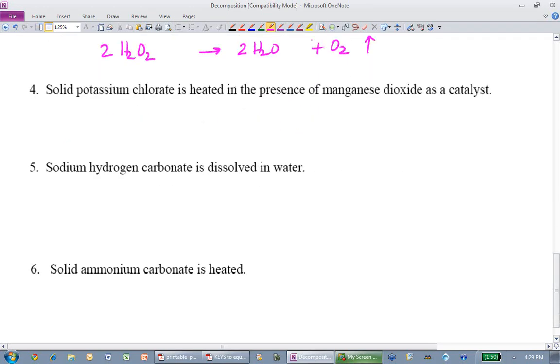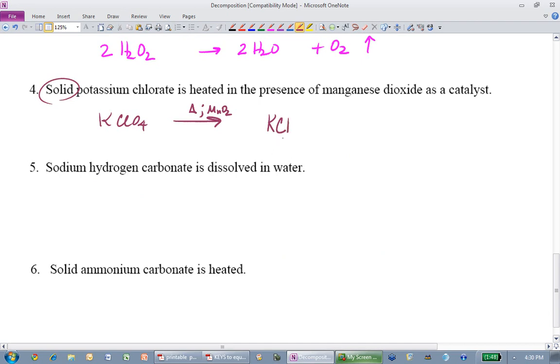Solid potassium chlorate, so don't even think about it, just write it down as KClO4, is heated, again with the little flame, in the presence of manganese dioxide as a catalyst. MnO2 also goes above that. And so what are we going to make? Well, this is one of those metallic chlorates. So you're going to make the metallic chloride, KCl, and this is not in solution.